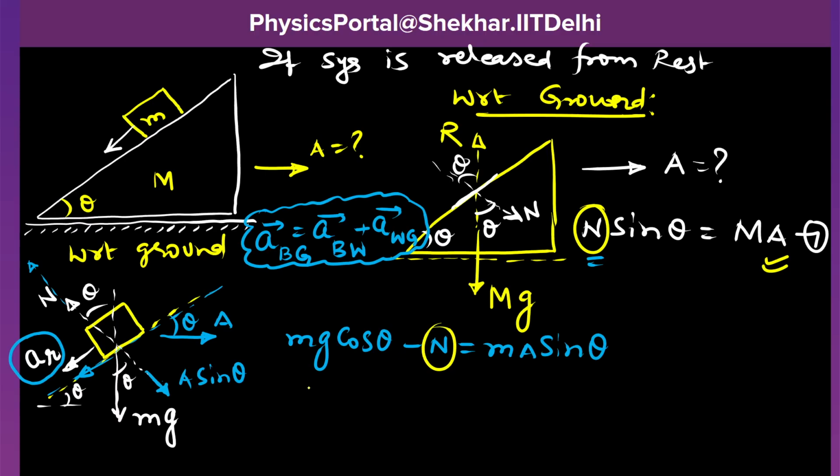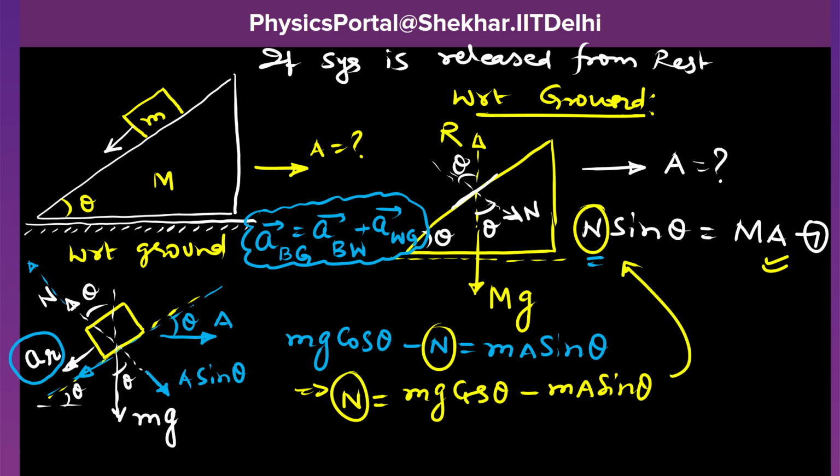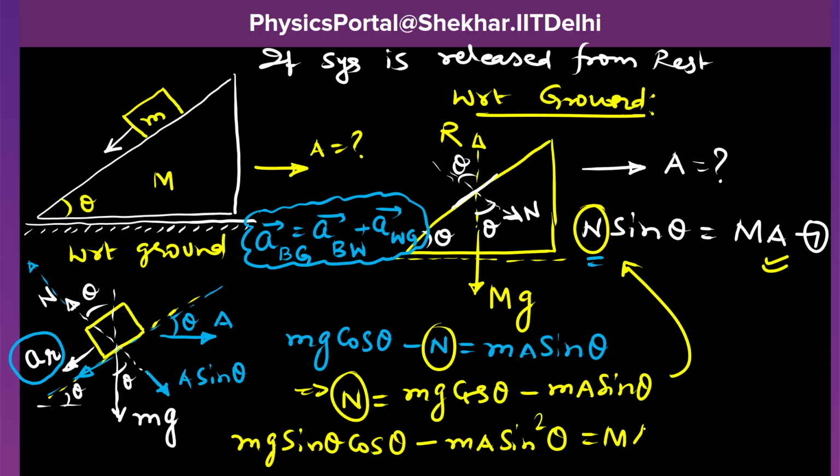From here we can find out the value of N. So N will be equal to mg cos theta minus ma sine theta. If we put the value of N in the above equation, then we will get mg sine theta cos theta minus ma sine square theta will be equal to capital M into A.